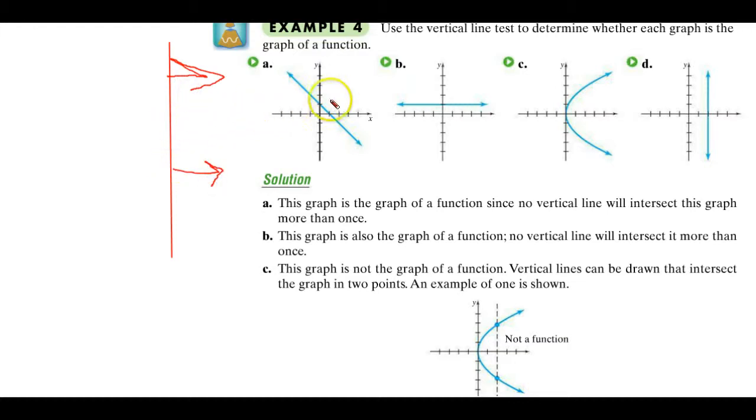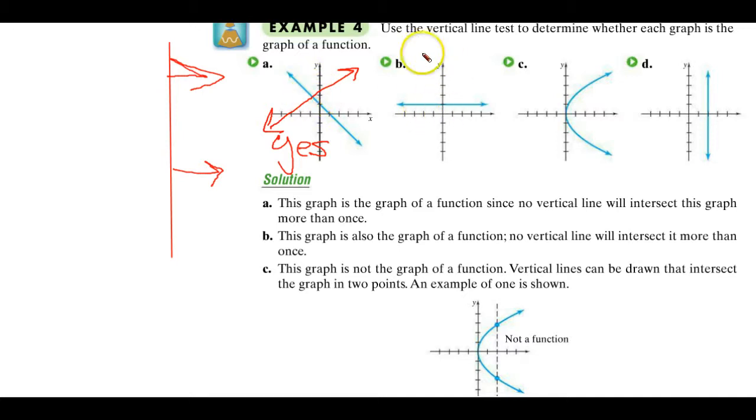Now, as this line moves over the face of the graph, does it intersect more than once? No. So this passes the vertical line test. So this is yes. Now, by the way, this is negative slope. So that negative slope is a function. It passes the vertical line test. Now, if it was positive slope, that too would pass the vertical line test.